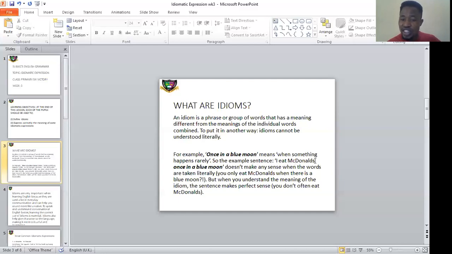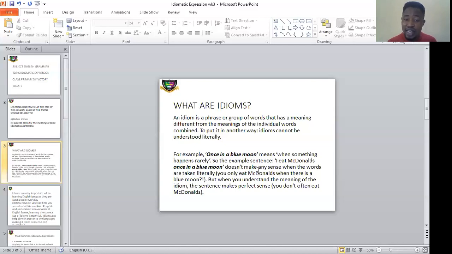Do you know where McDonald's is? It's a restaurant in the United States of America. So I eat McDonald's once in a blue moon. What does that mean? That means you don't eat McDonald's food, or you don't go to McDonald's every other day. You just go there once in a while, or rarely, or occasionally. So you can as well say, I eat McDonald's once in a blue moon.